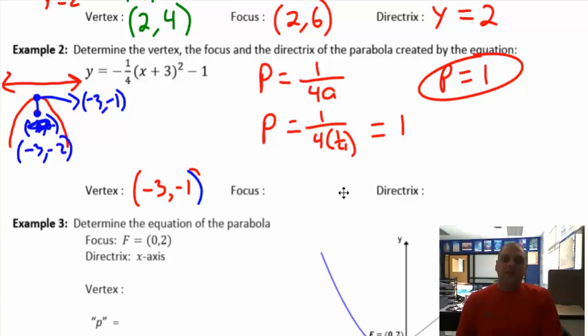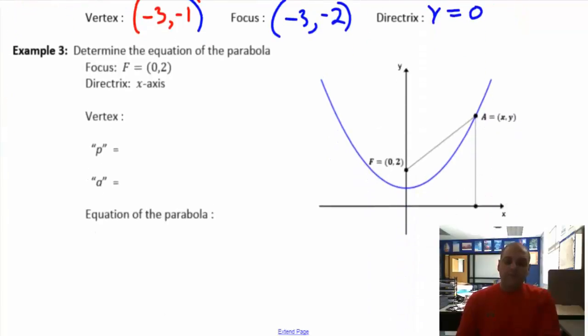-3, -2. So my focus is going to be -3, -2. From -1, you're going down 1 unit, that's -2. My directrix, I'm going up 1. Right here, if I go up 1 from the -1, I'm at 0. So y equals 0 would be my directrix line in this case.